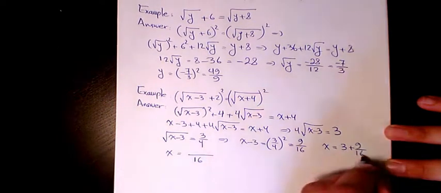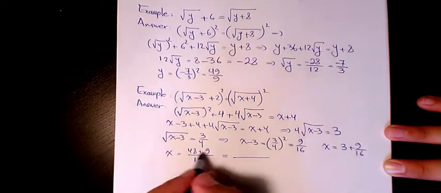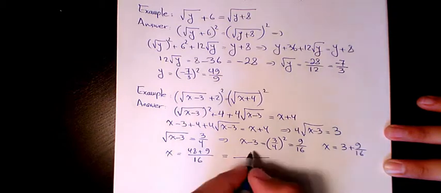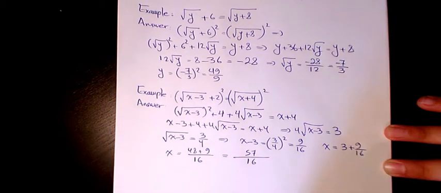If we do a common denominator, it will be 48 plus 9. 48 plus 9 will be 57 over 16. This is the final answer.